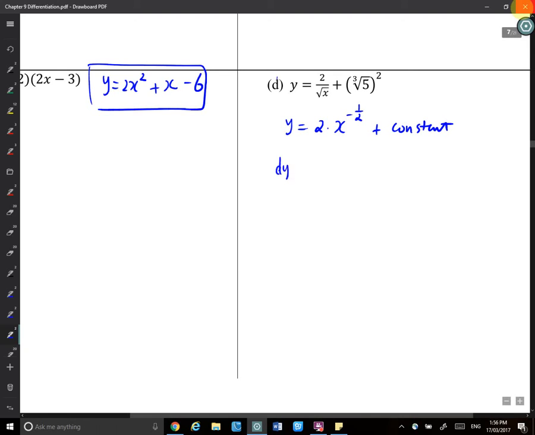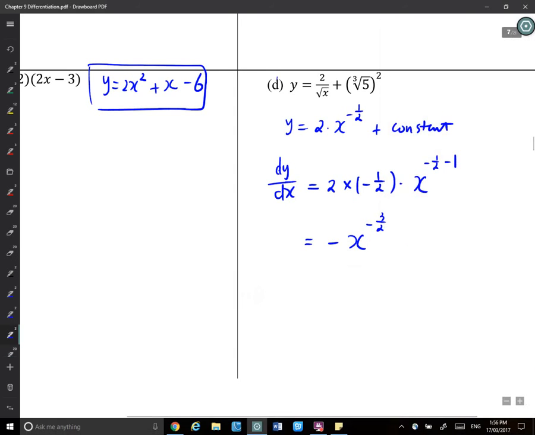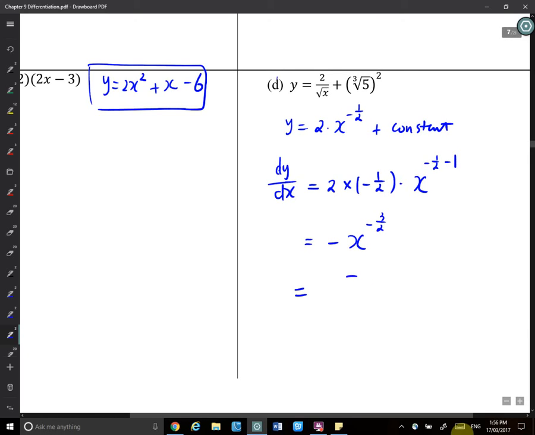So dy over dx will be 2 times minus a half times x to the power of minus a half subtract 1. So that is minus x to the power of minus 3 on 2. You can keep your answer like that. Or if you want a positive power, you have minus 1 over x to the power of 3 over 2. Or you can put the minus outside.